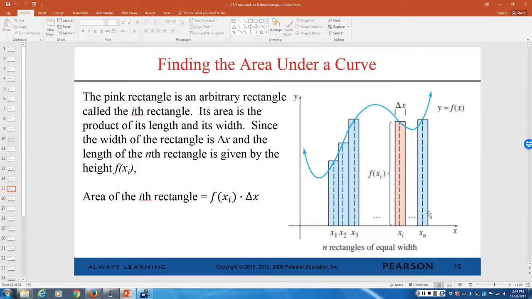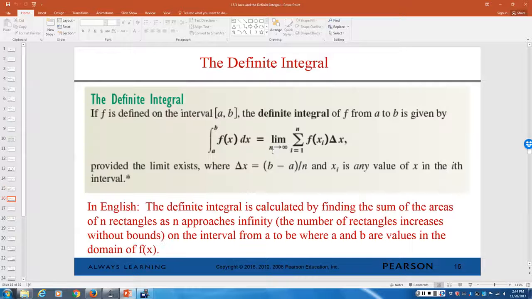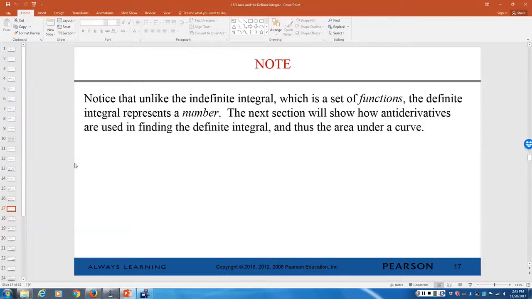a good approximation. And you don't have to worry about making the tables and stuff because we're not going to do a lot of that. I'm just going to tell you what the definite integral is. The definite integral is calculated by finding the sum of the areas of n rectangles as n approaches infinity. More and more rectangles means the increment of x gets smaller and smaller. And on the interval from a to b, where those are the values in the domain of the function, we're going to end up here. And then we'll come back and learn how to do this without going through a lot of geometry.